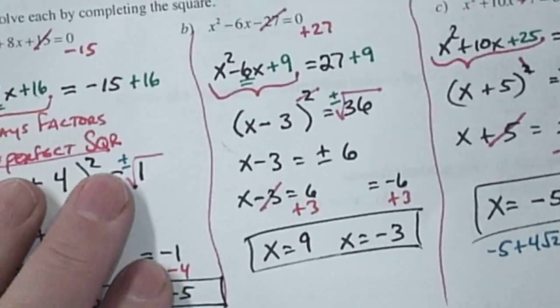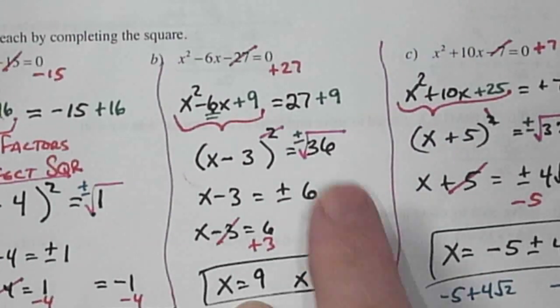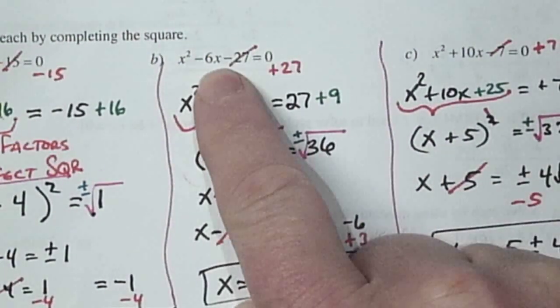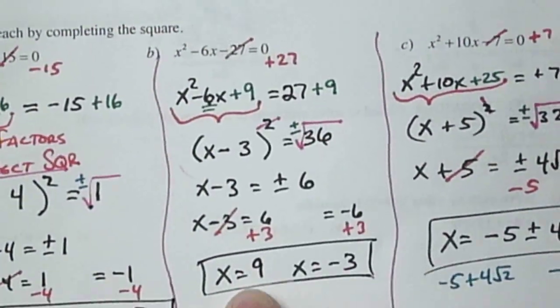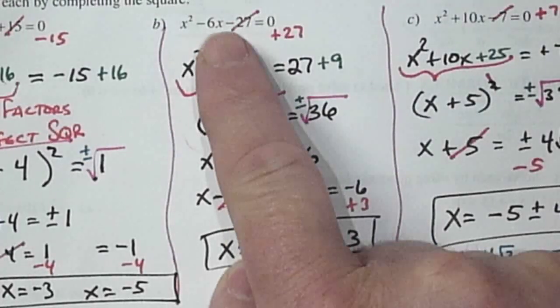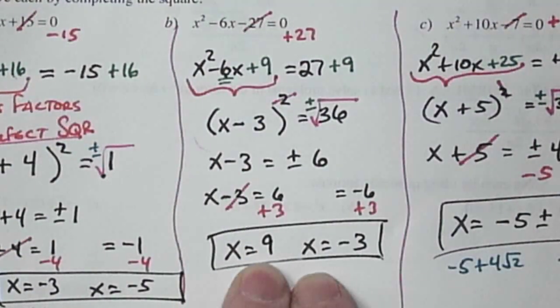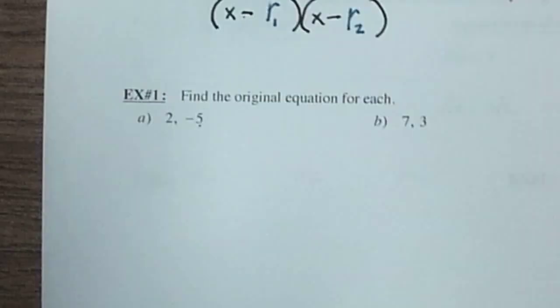So let me go backwards a bit and go here. See, I got 9 and negative 3 as solutions to this. If I were to go x minus 9 and x minus negative 3, minus negative, and multiply it out, I should go back to there. So that's what we're saying. If we get solutions, we can go backwards. So let me show you.